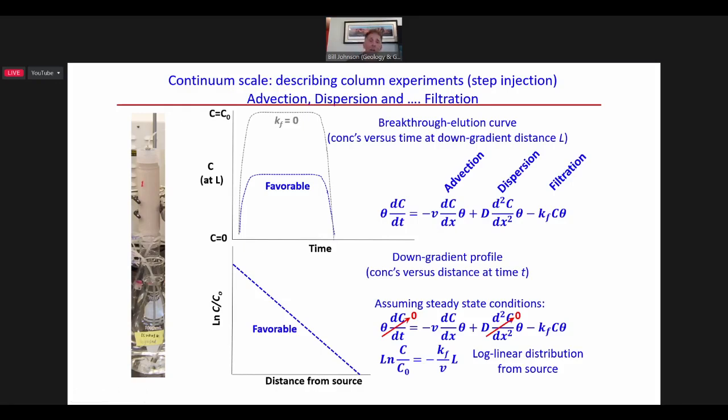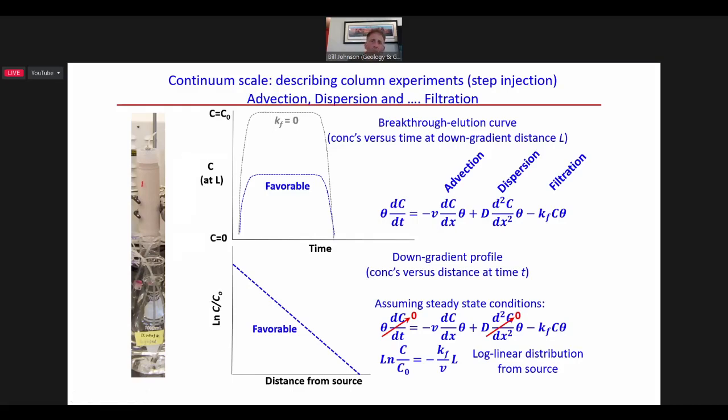If you then take the column and dissect it to figure out the concentrations as a function of distance from the injection side of the column, from the source, you can plot the relative concentration, the concentration that you measure on the sediment relative to the C naught, take the log of that, and you'll see that it decreases log linearly with distance from the source under favorable conditions.